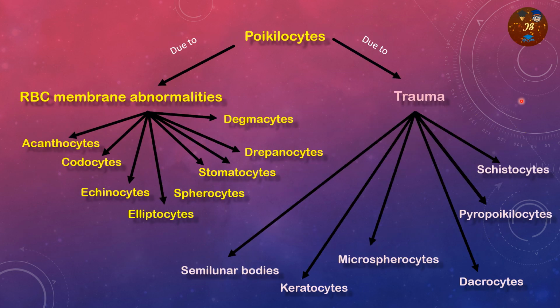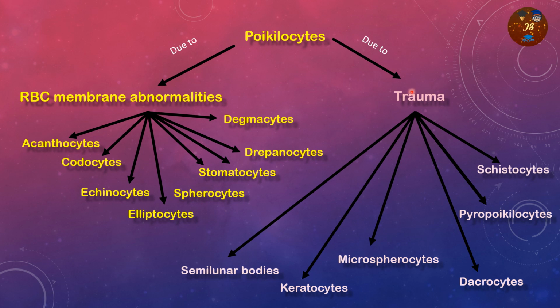Regarding the types and causes of poikilocytes, or abnormal morphology, one cause is RBC membrane abnormalities. If the membrane of the RBC is not constituted with the normal contents, then we can see the appearance of poikilocytes named acanthocytes, codocytes, echinocytes, elliptocytes, spherocytes, stomatocytes, drepanocytes, and degmacytes. These are some poikilocytes which appear due to RBC membrane abnormalities.